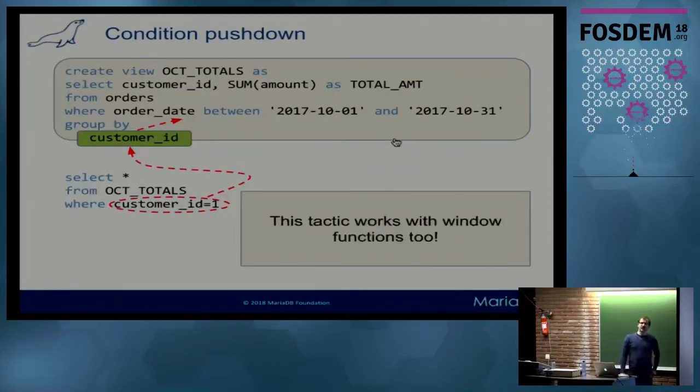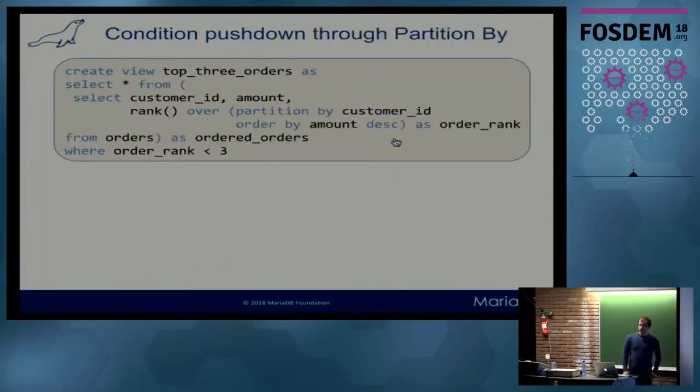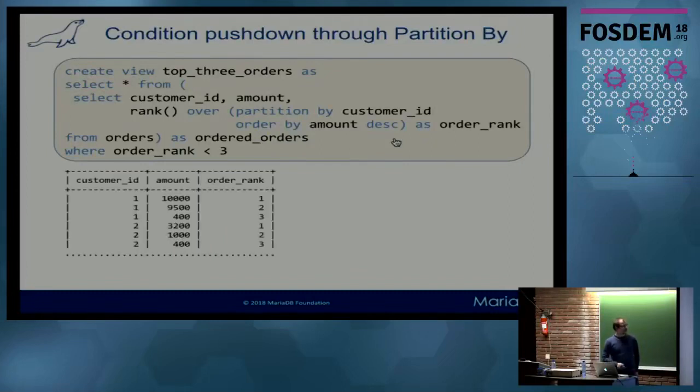And this tactic also works for window functions. If you were here from the start, you've seen that we have window functions in MariaDB 10.2, and there are also window functions coming in MySQL 8.0. So we can push the same condition if we have a window function with a partition by clause here. Partition by means that you compute this rank sequence for each customer. You can see here customer ID equals 1 has orders 1, 2, 3, order ranks. Same for customer 2, and so on.